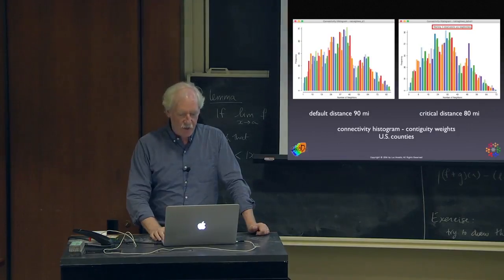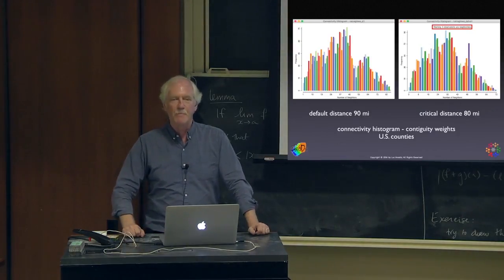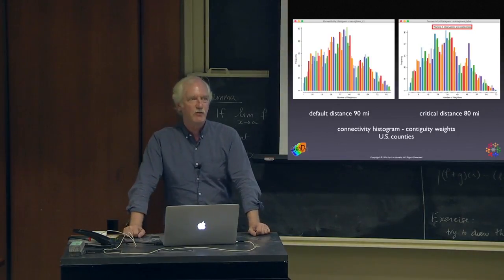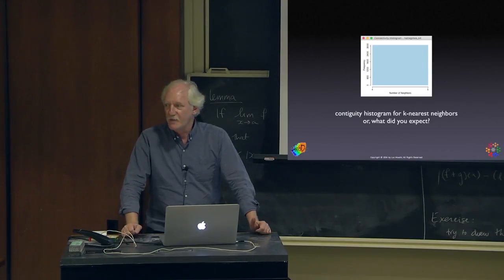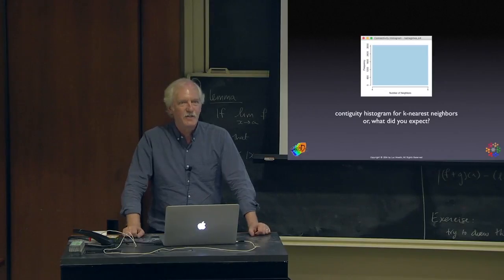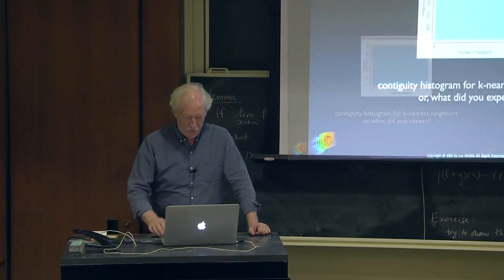So then the last slide I want to show you is this one. This is the contiguity histogram for k-nearest neighbors. K is k, right? They all have k neighbors. That's it. So this is a single bar for k, and that's it. Okay? So in the lab, we're actually going to do this. Okay, that's it.